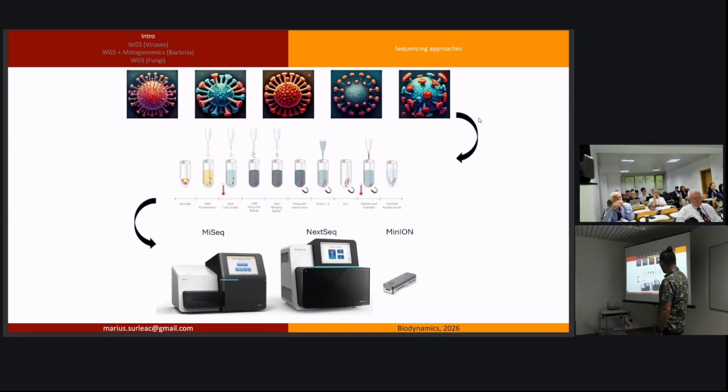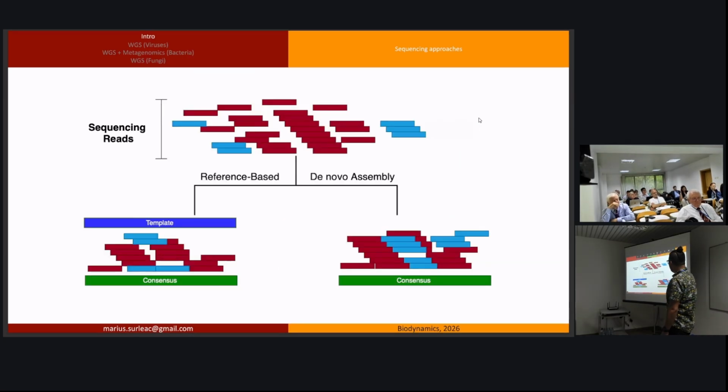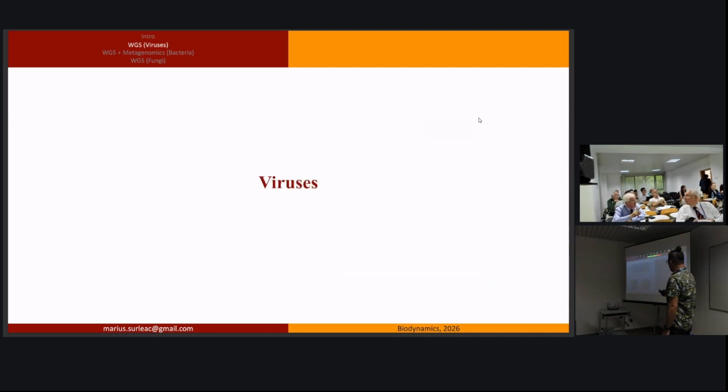This is the infrastructure that we have. We have two sequencing systems, MiSeq and NextSeq, which we use for short read sequencing, but we also do long read sequencing with MinION. And for the approach, starting with the raw data, we do reference-based assembly and de novo assembly of the data. So we will have consensus sequences of the genomes that we look at. And I will start with the viruses.